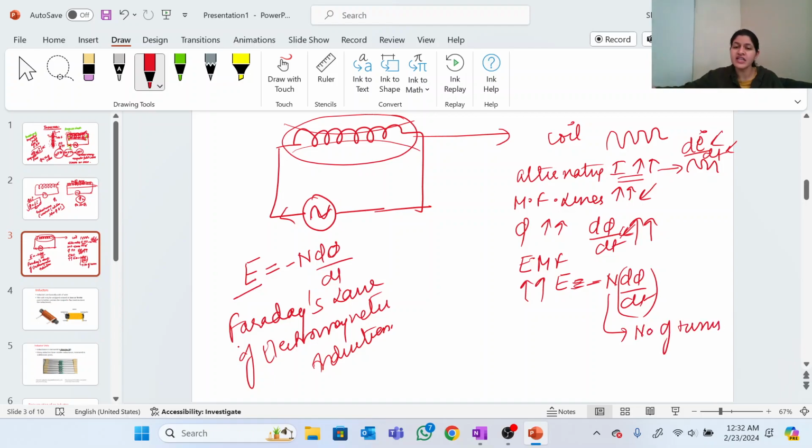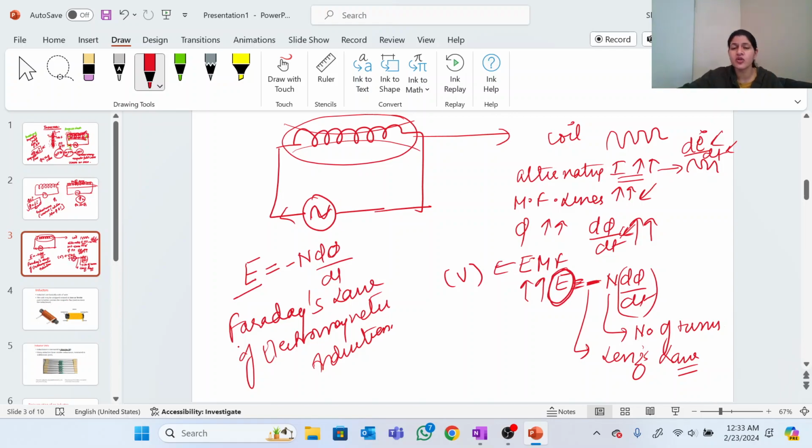So as the number of turns increases, the EMF will also increase, and I told you that EMF is nothing but a voltage, that is electromotive force, which will force a current to flow. We'll see that next. One thing to be noted here is this minus sign. What is this minus sign? This minus sign gives a very beautiful concept, which is Lenz's law. What does Lenz's law say? Lenz's law says that this EMF or this voltage is going to oppose its own cause.